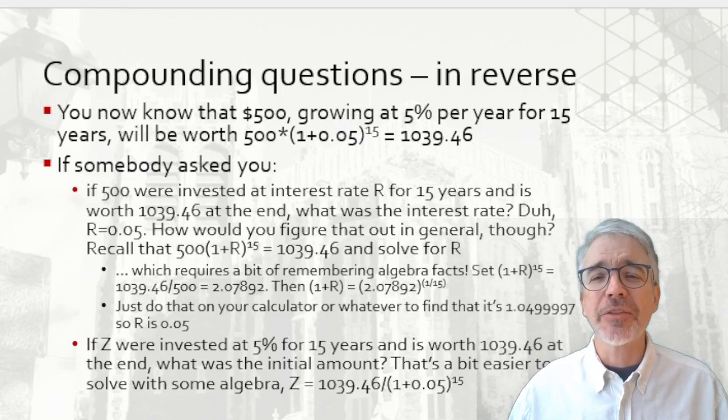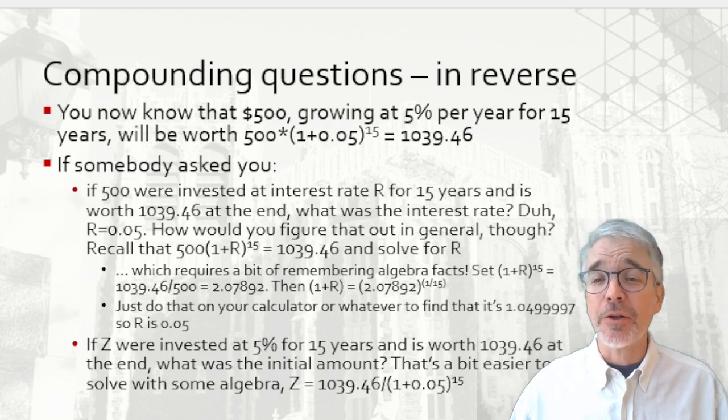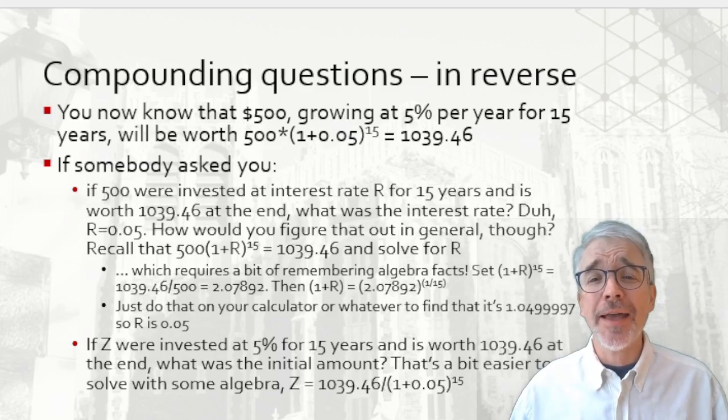I've got to do a little math. Set an equation: 500 times (1 plus r) to the 15th power equals 1039.46, and solve for r. How to do that? Well, remember algebra. If I have some number x to the 15th power, how do I solve for x? I have to take that whole thing to the 1/15th power. That's 1 over 15 power.